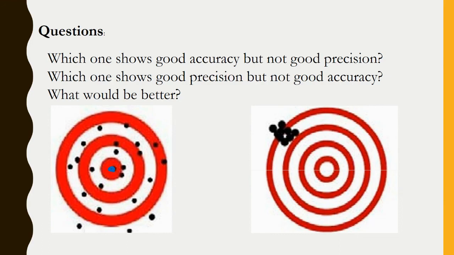Now, on the other hand, if we're talking about our second question, which one shows good precision but not good accuracy? Remember, precision is how close they are together, but not necessarily correct. And so that would be picture number 2. Yes, they're all clustered together, which shows good precision, but they're nowhere near the actual bullseye.